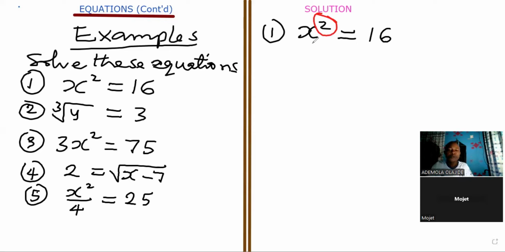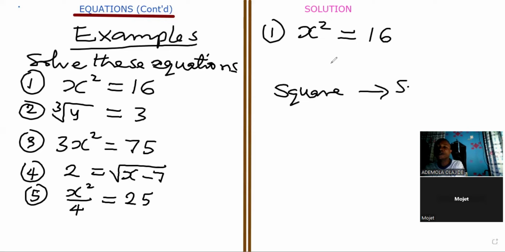So if you want to remove power 2 there, you use the opposite of power 2, which we call square. The opposite, or inverse, of square is square root. So if I ask you, if you want to remove square, you will tell me: take square root of both sides.